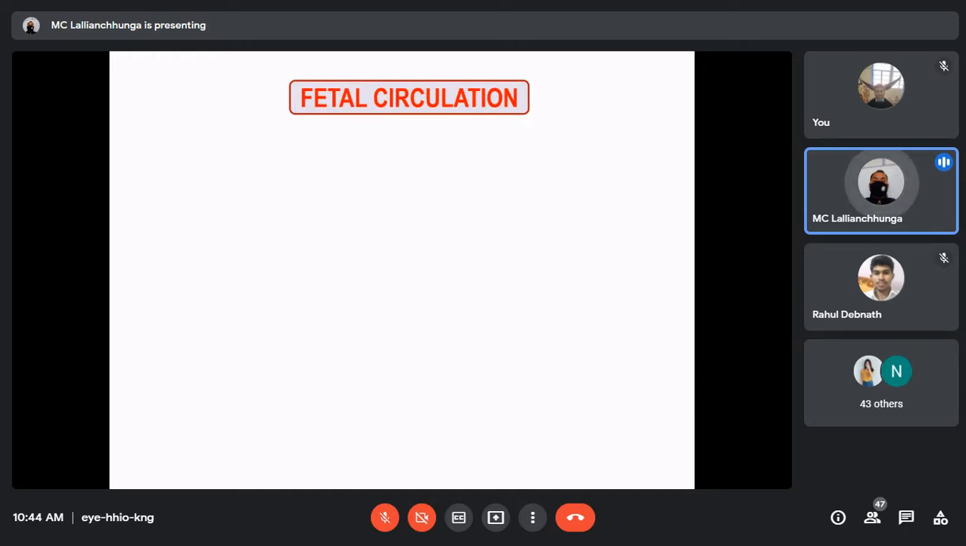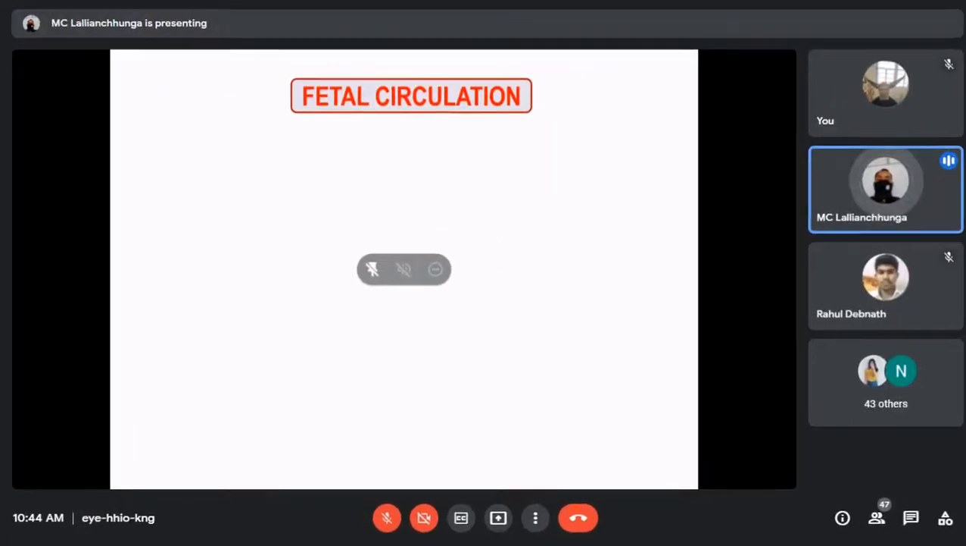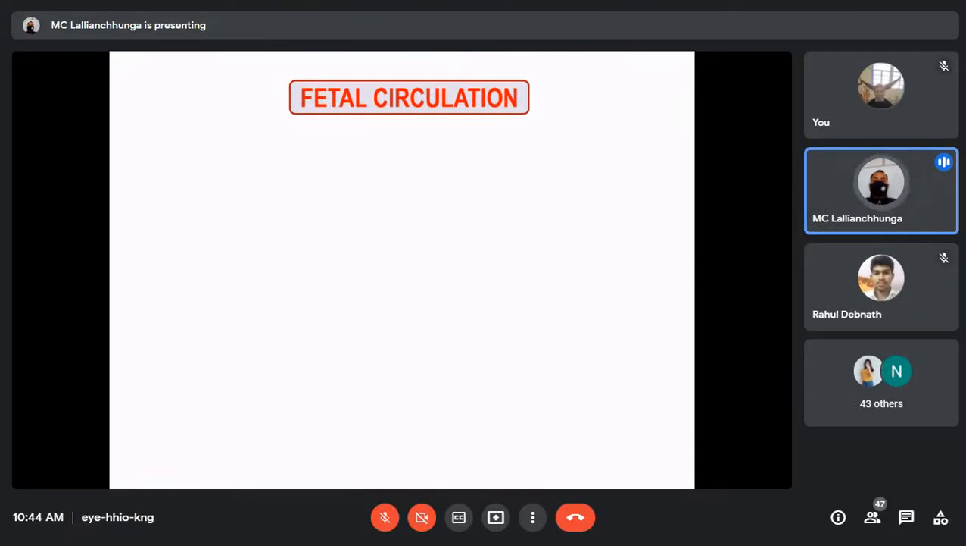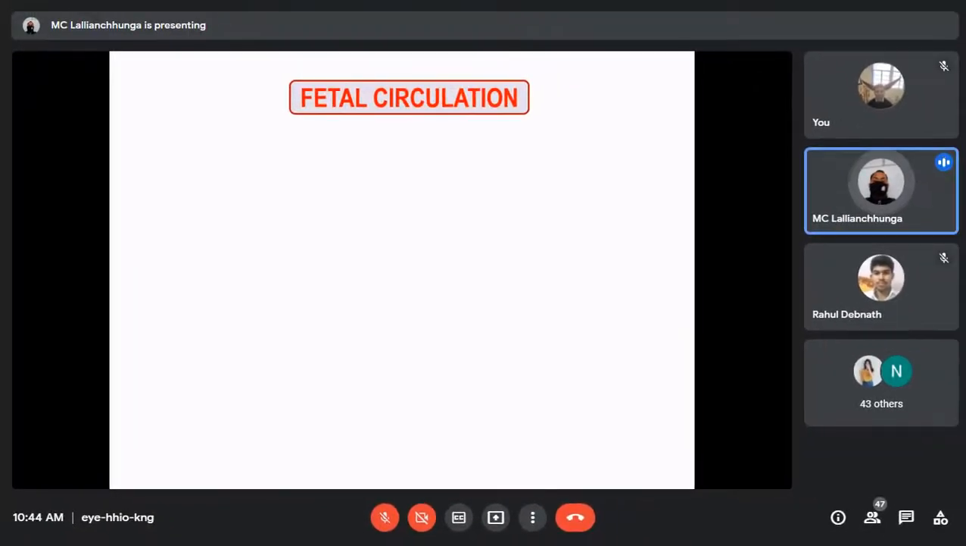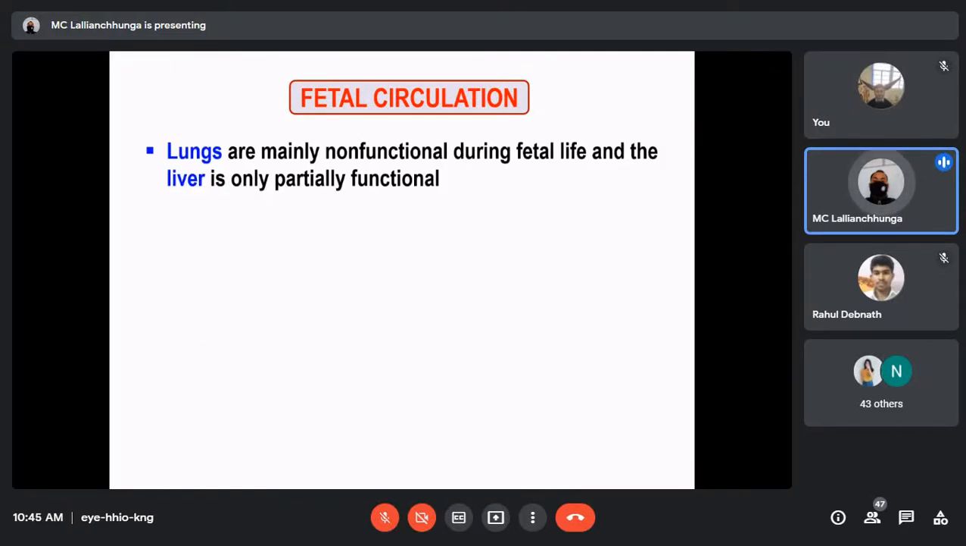Now fetal circulation. It is a very short topic. Fetal circulation means the circulation in the fetus during pregnancy, or we can say during fetal life. Lungs are mainly non-functional during fetal life, and the liver is only partially functional. During fetal life the lungs are not expanded because respiration has not taken place. Lungs are mainly non-functional because respiration is not there.